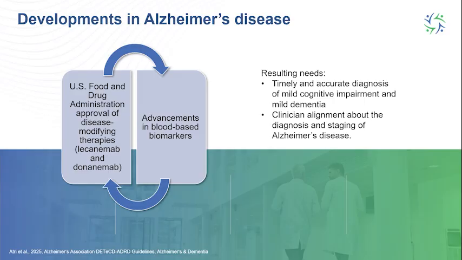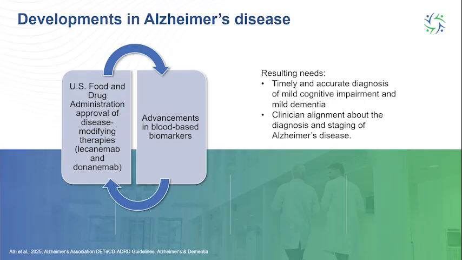And here are some of the major developments that prompted the NIA-AA to update the diagnostic and staging criteria for Alzheimer's in 2024. So for the first time, we have treatments that directly target pathology in Alzheimer's disease. The FDA approved lecanemab and donanemab, and these are monoclonal antibodies that target amyloid plaques in the brain. They're only approved in those with mild cognitive impairment or mild dementia with confirmed amyloid plaques. So this requires timely and accurate diagnosis of AD.